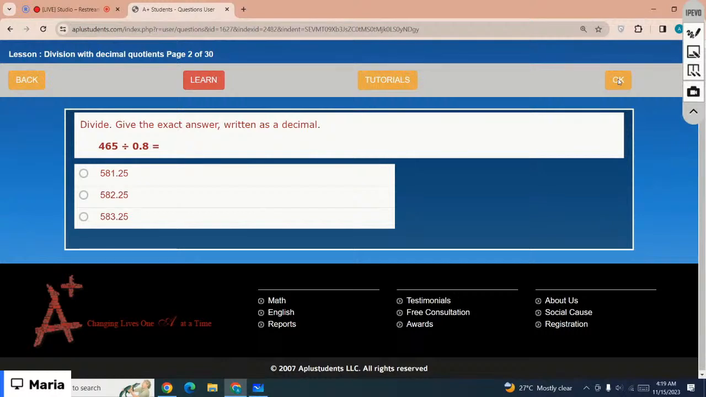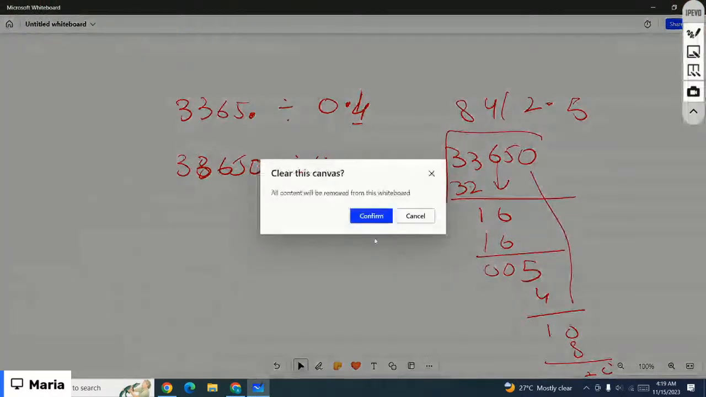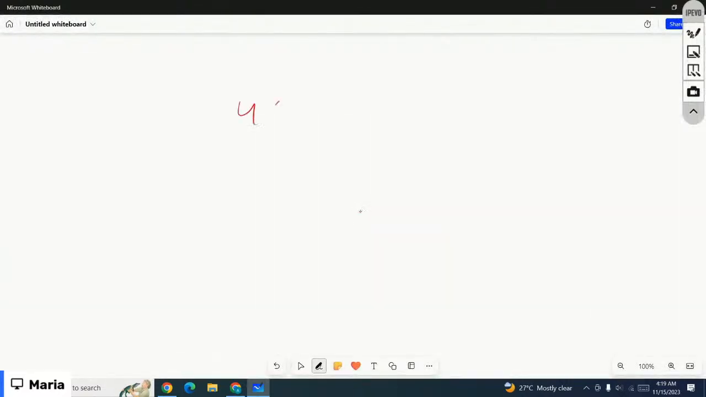Okay, the next example is 465 divided by 0.8. So you have only one decimal place right after the decimal, right? So just remove the decimal. For both the divisor and dividend, move the decimal one place right. So it will be 4,650 divided by 8. You have to move the decimal point one place right, so add 0. So that is 4,650 divided by 8.